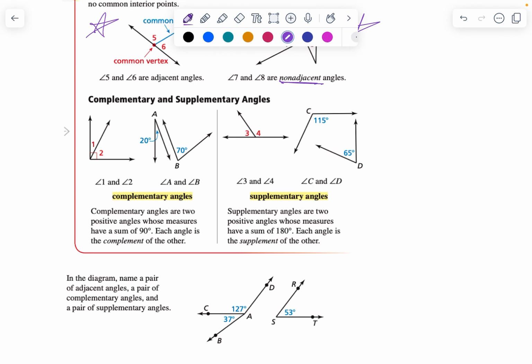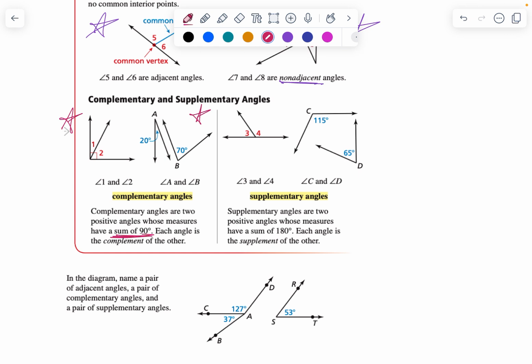Next, we have complementary and supplementary angles. Now, complementary angles are two angles that have a sum of 90 degrees. So sometimes they're pictured like this, where we can see angle 1 and angle 2 together equal that square corner, 90 degrees. But they also can be pictured like this as well. It's just their sum of their angle measurements has to equal 90 degrees. So they can be next to each other or they don't have to be.